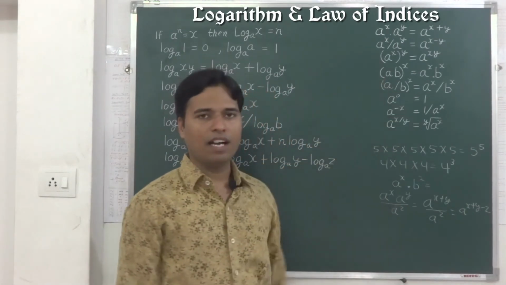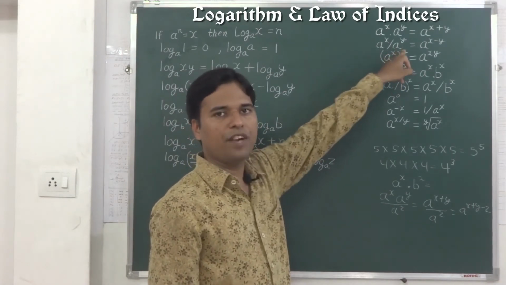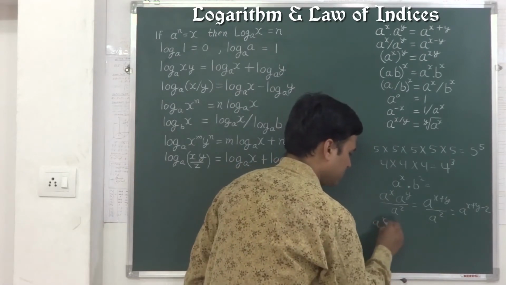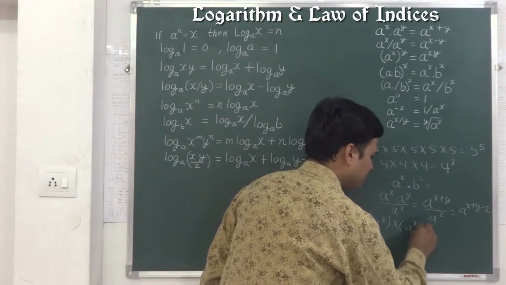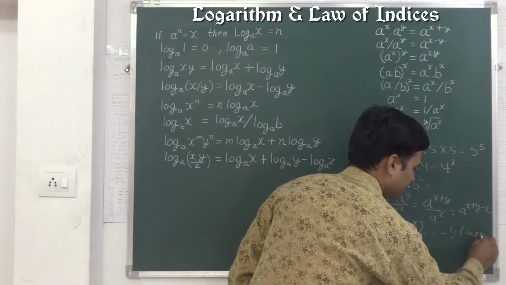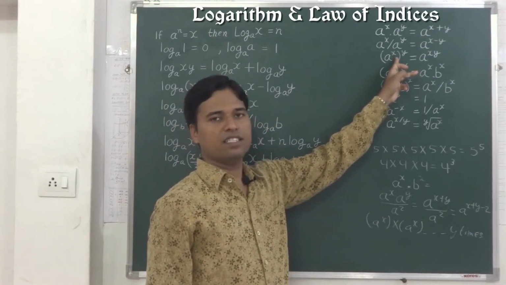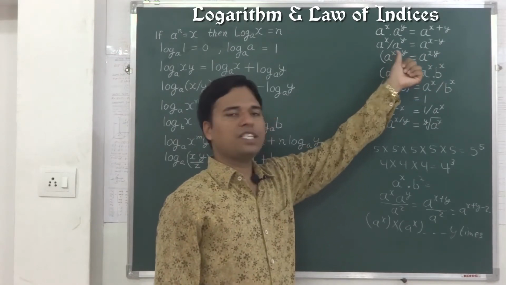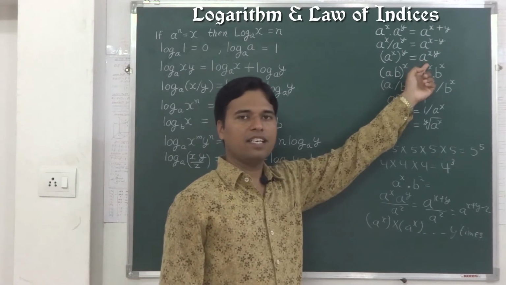The third formula where we have a power x whole power y. That means a power x is multiplied with itself y times. What would we get? A power x y. Means both the powers will be multiplied having the same base here.